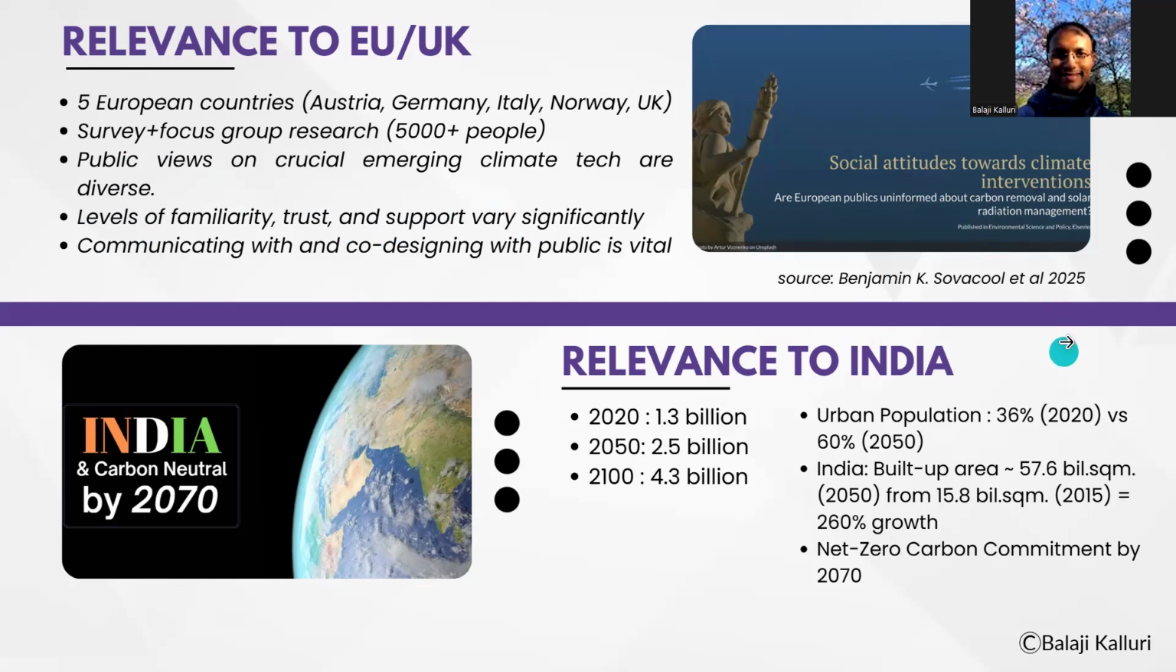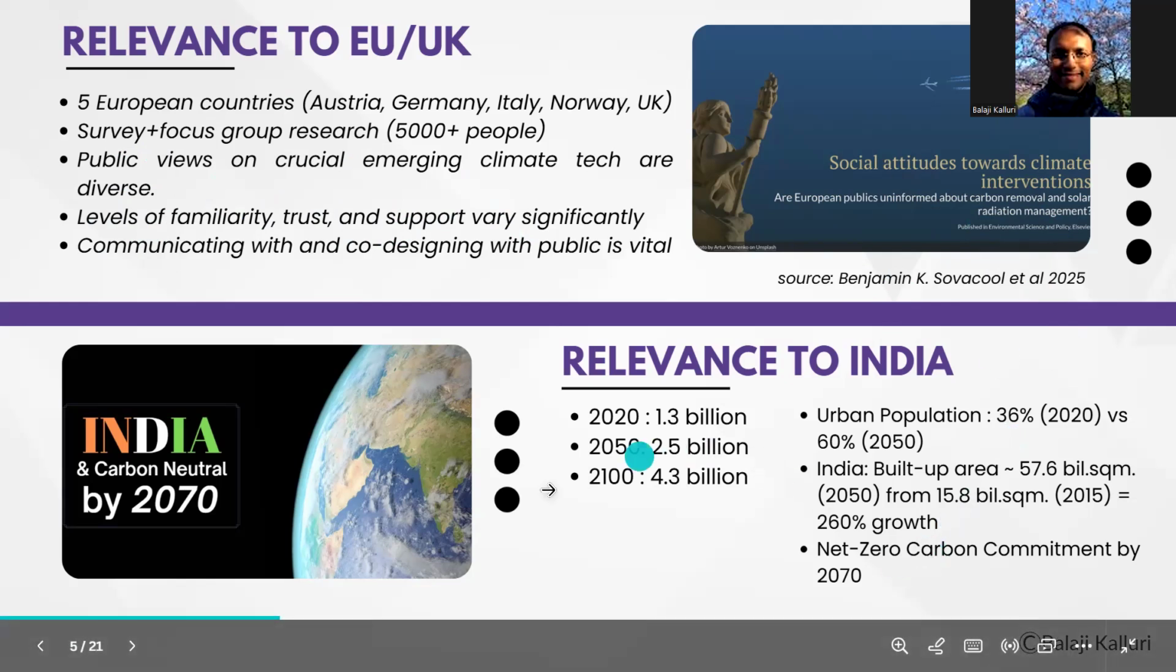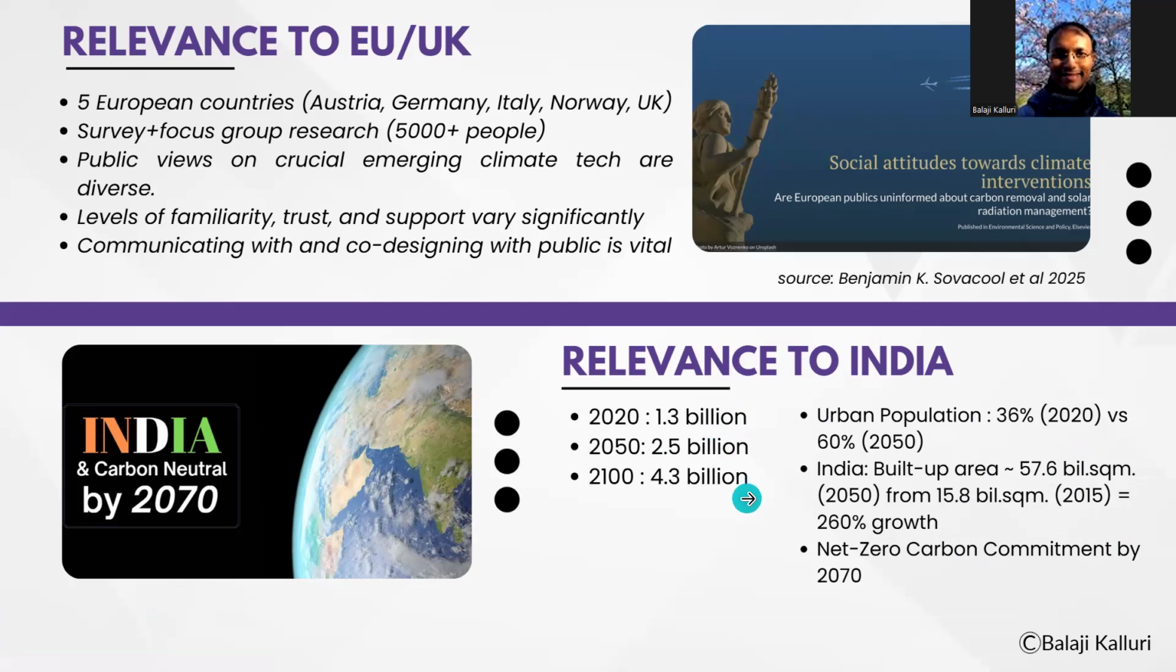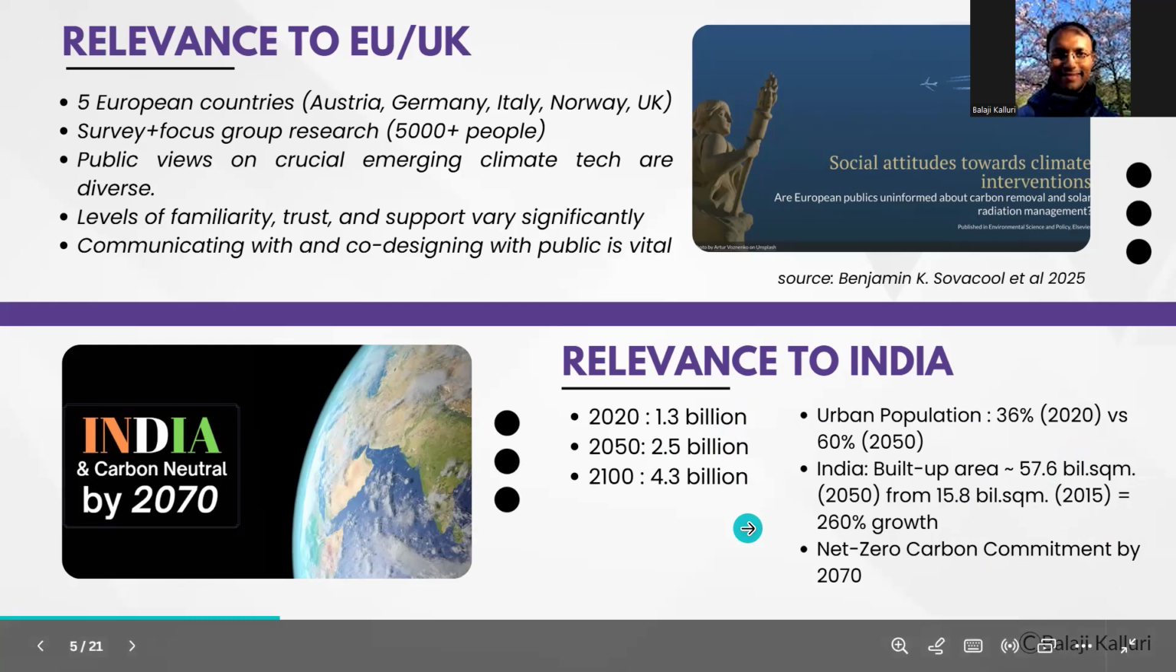It's a recent study from Europe, and another thing I wanted to draw your attention to, not a study but some statistics, is about India, and some of us are in India and concerned about shaping the building sector in India. In 2020 we have about 1.3 billion people living in cities. By 2050 it is expected to double, 2.5 billion people are going to reside in cities, and by the end of the century, 4.3 billion people.